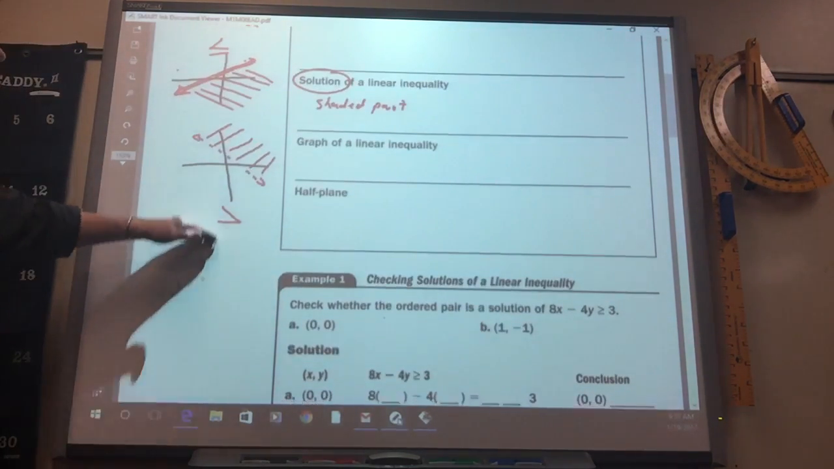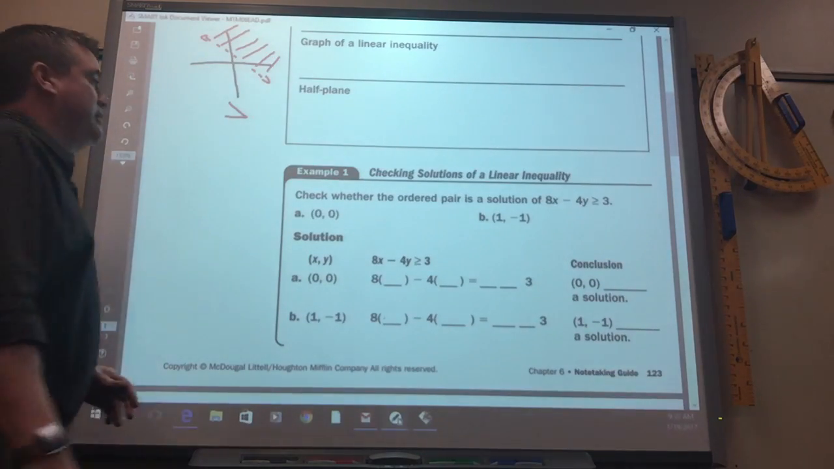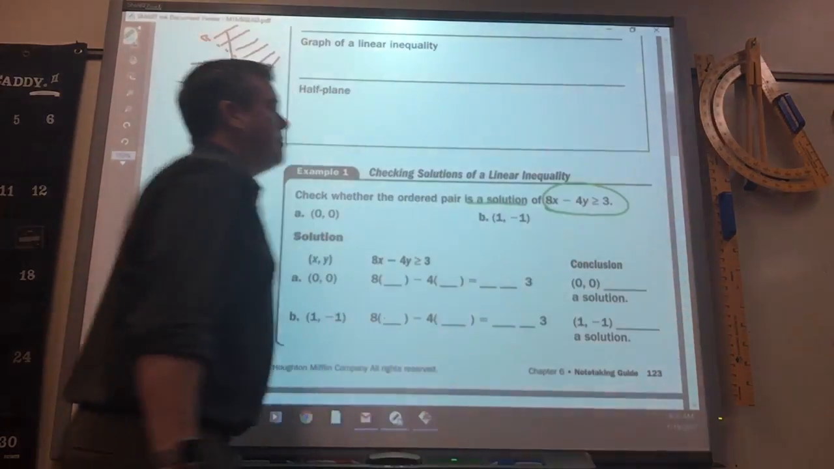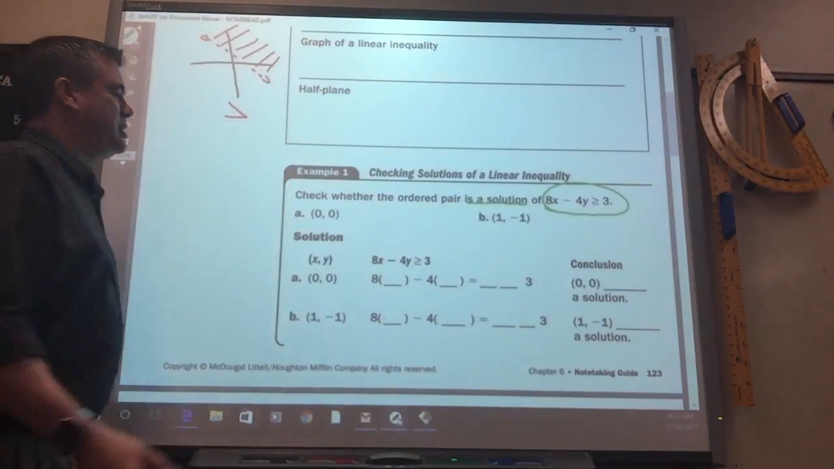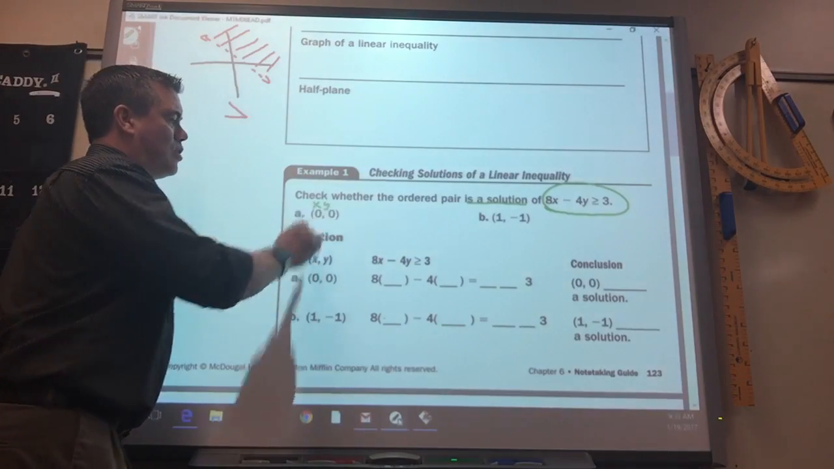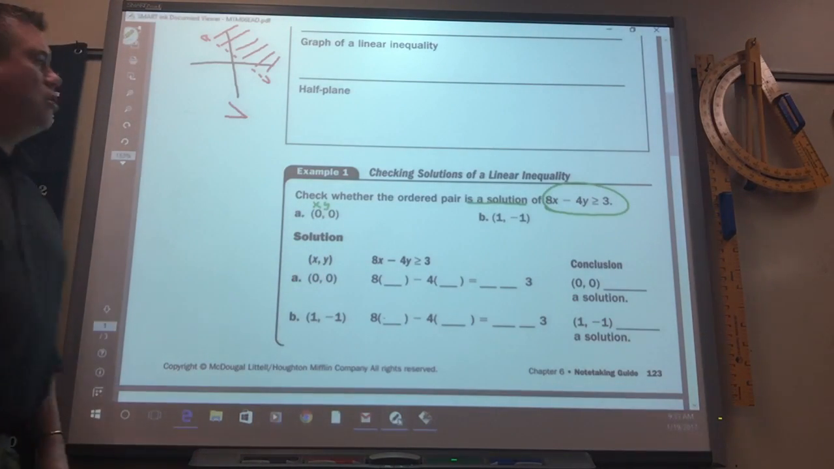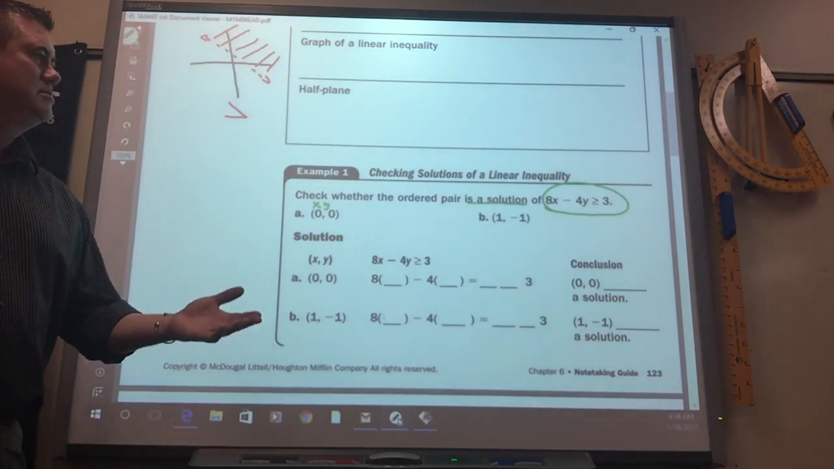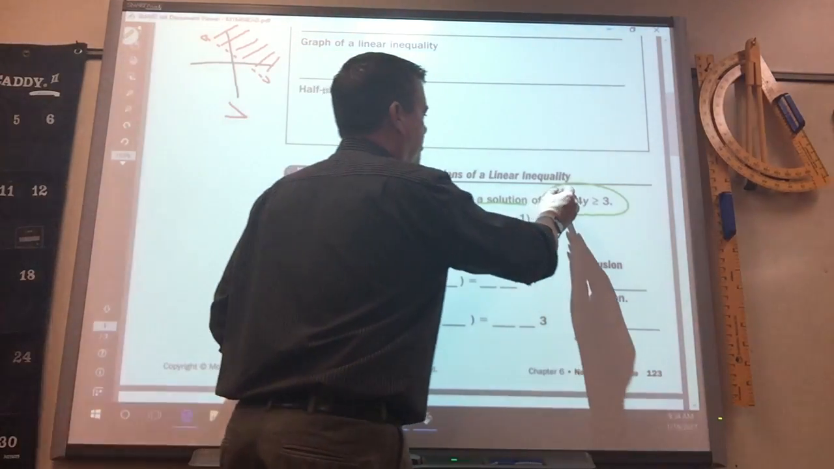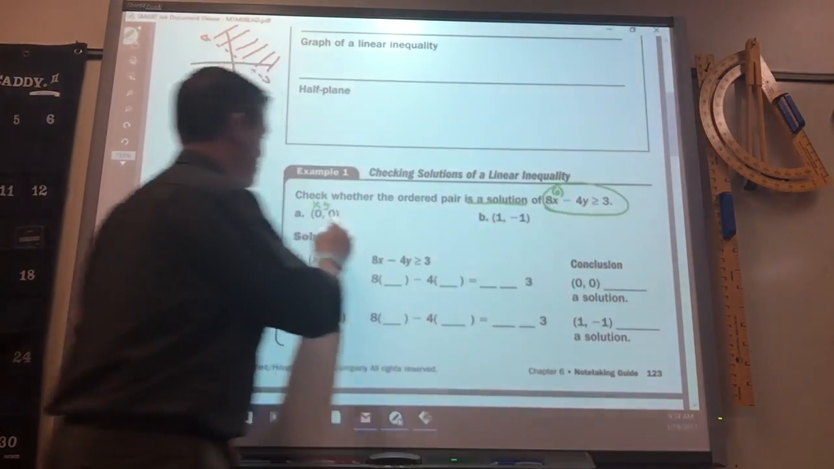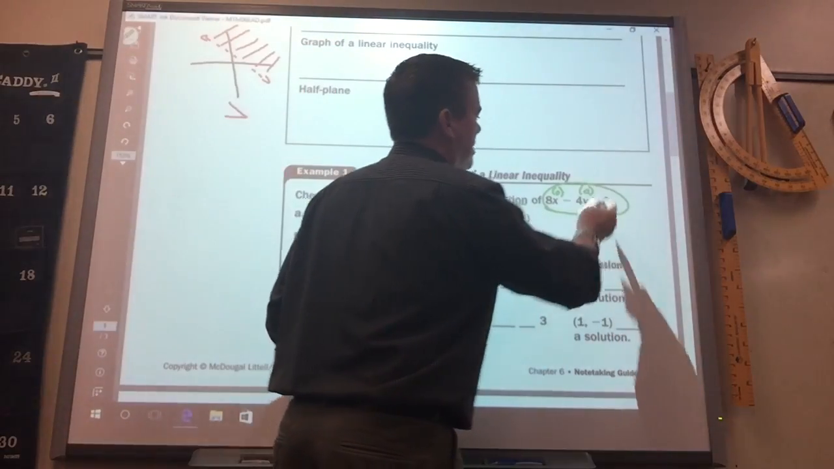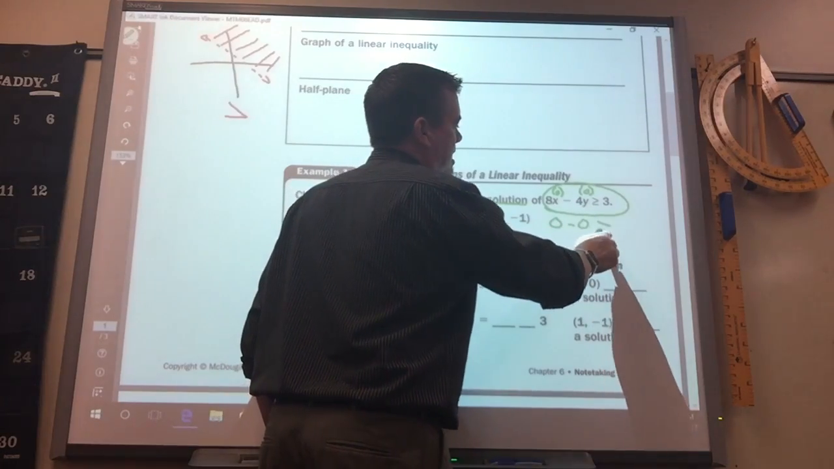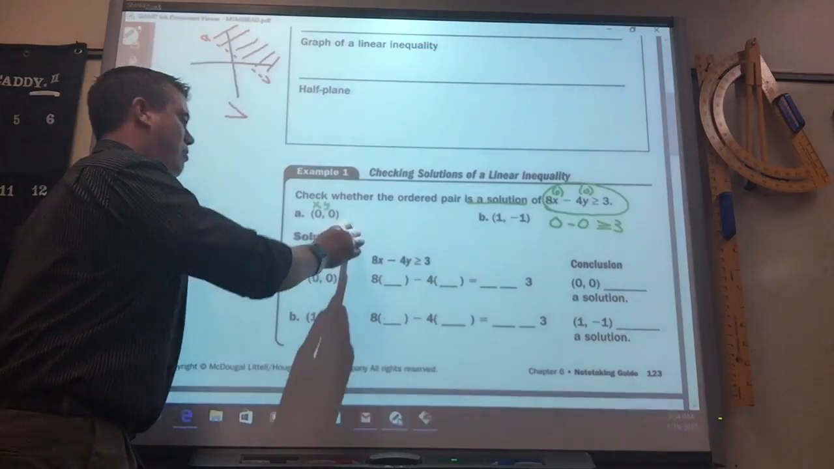Okay, so we'll get to those, but the first part is just checking to see if something is a solution. So here's the inequality, and they got the point 0, 0. Remember, it's an ordered pair, x, y. So what kind of answer do you put when it says check whether or not something is? Yes or no. So we just got to put 0 in for x and 0 in for y and see if it's true. 8 times 0 is 0, minus 4 times 0 is 0. Is that greater than or equal to 3? No.